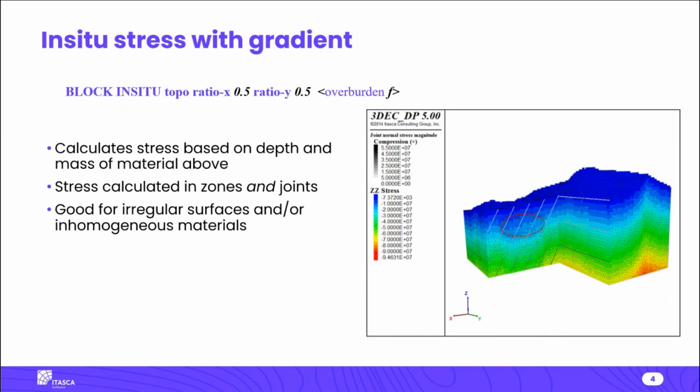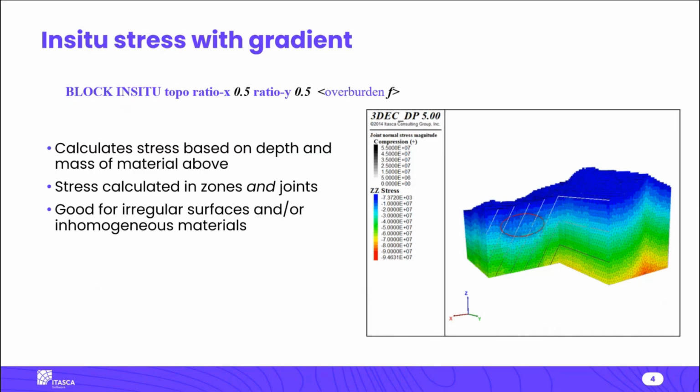So almost always the way to do that in 3DEC, at least in a situation where the initial stresses change with depth, is you use this block in situ command. So you say block in situ topo or topography, and this will automatically work out the stress in each zone based on the weight of material above that zone. So we will look at the densities and the sizes of all of the zones above any given zone and calculate the vertical stress just due to gravity and weight of material.